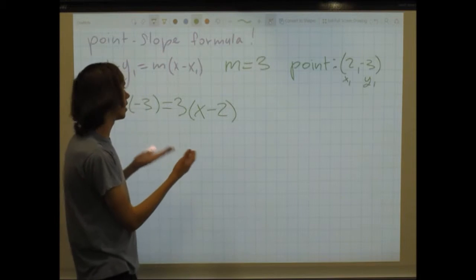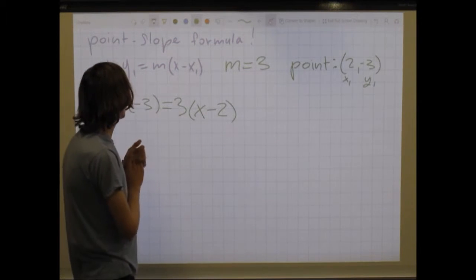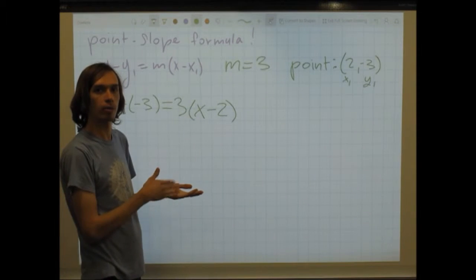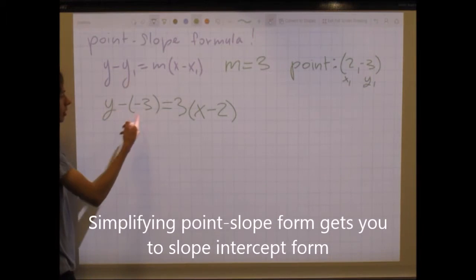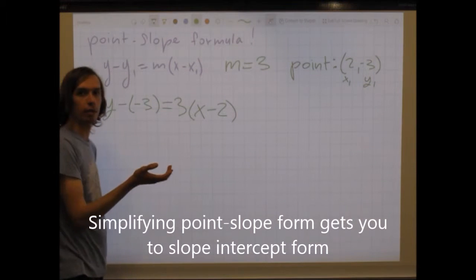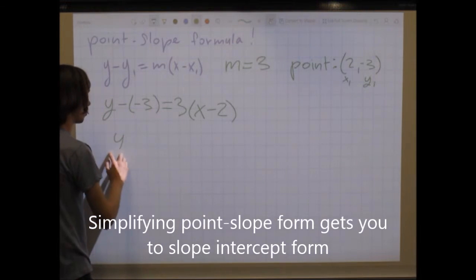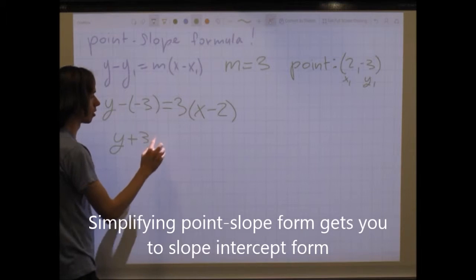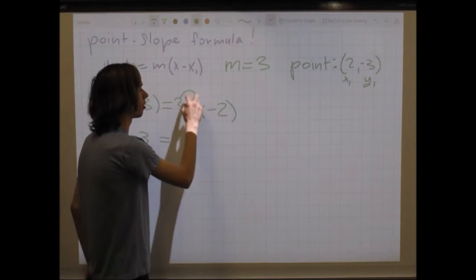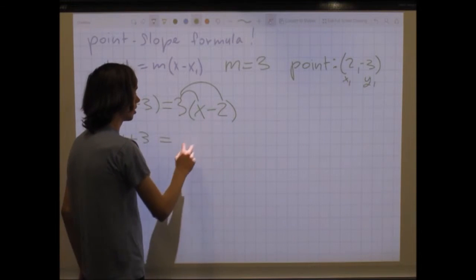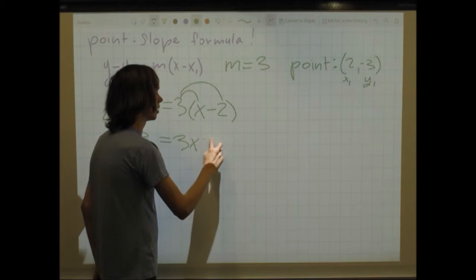So technically now we're done, but we could simplify it and make it look a little prettier. In fact, why don't we put this into slope-intercept form, like before, just to make it look nicer. We can simplify this side: y minus negative 3 is the same thing as y plus positive 3, so we change that to y plus 3. On this side, we distribute the 3 to every term in the parentheses. So 3 times x is 3x, and 3 times negative 2 is negative 6.